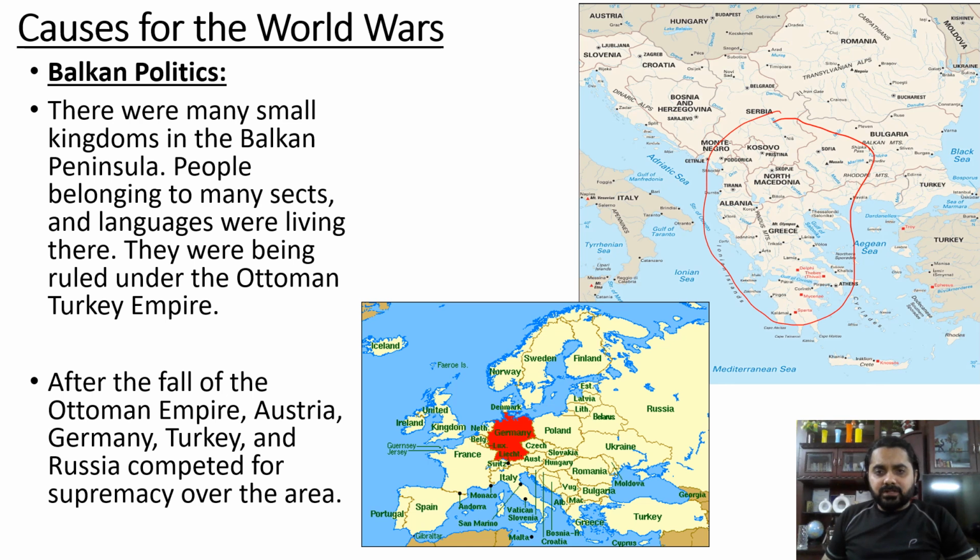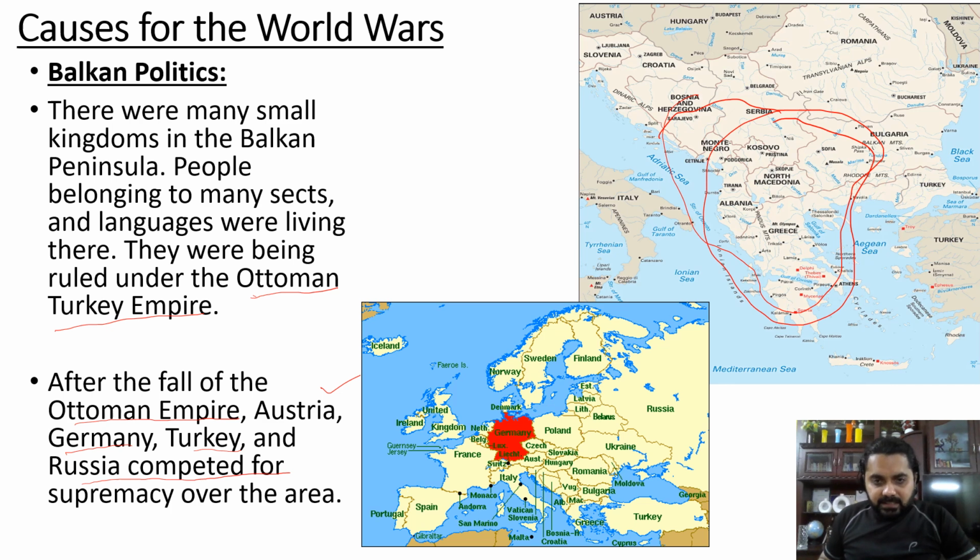And this region was actually ruled by the Ottoman Turkey Empire. However, after the fall, after the decline of the Ottoman Turkey Empire, the countries that were close to the Balkan Peninsula, so what are these countries? The countries like Austria, Germany, Turkey, and Russia were all competing with each other to gain supremacy over this region. They all wanted to gain control over this region after the fall of the Ottoman Turkey Empire.